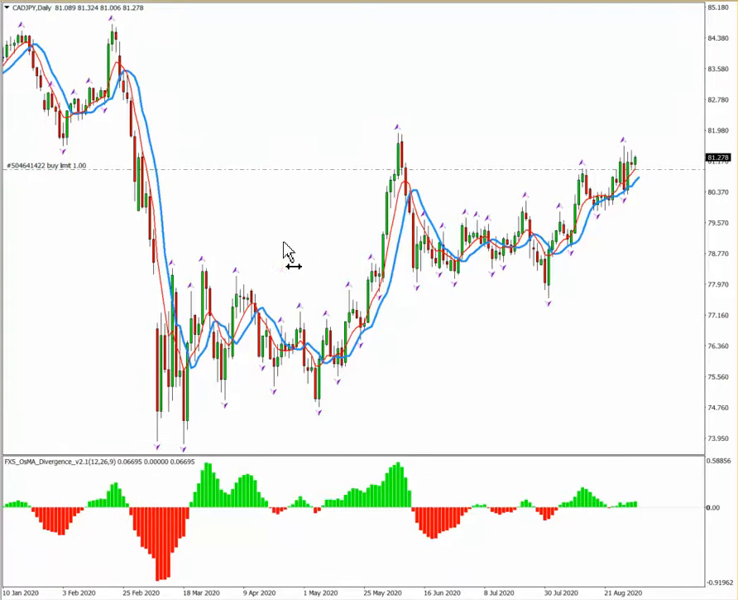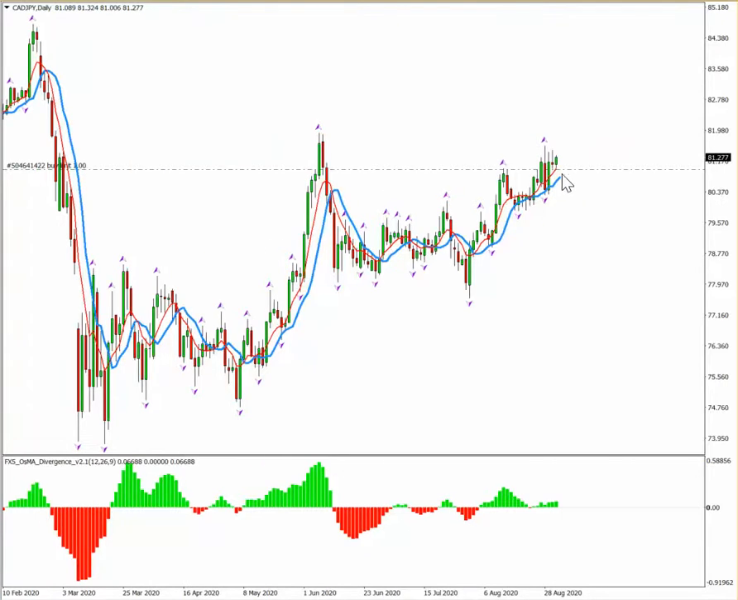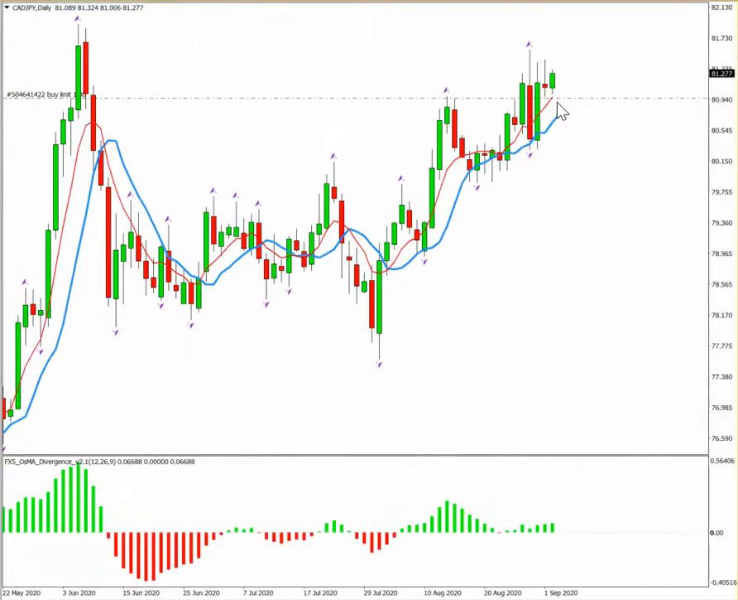Then we have CAD/JPY buy limit. Haven't been filled in. Came really close, but we didn't get filled in. Actually, didn't touch the MA. We can move it just a little bit higher. Just keep it on the edge of the 8 linear weighted moving average, and keep moving to the next.